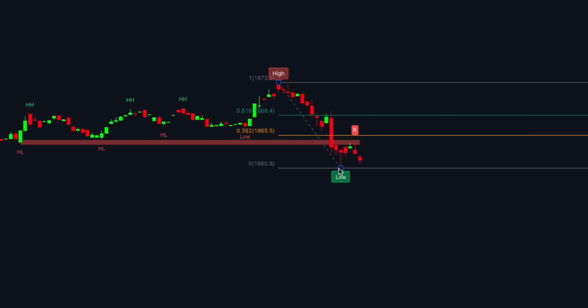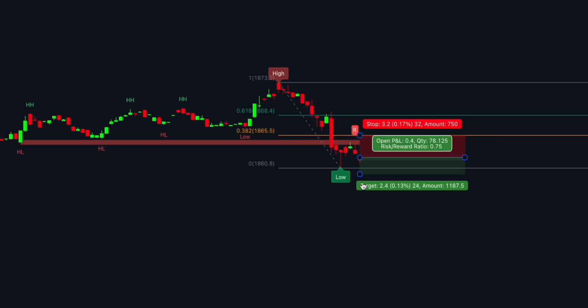It is obvious to us that the price did not exceed the 0.382 Fibonacci level during a retracement, which is good. We consider this sell signal valid. Let's see what happens next.